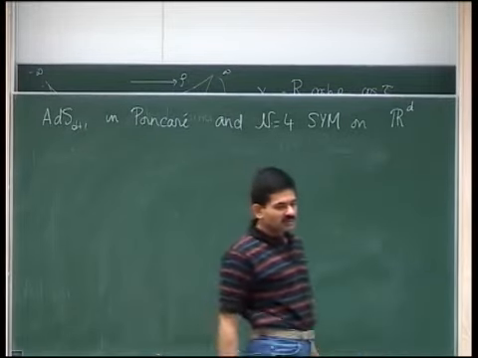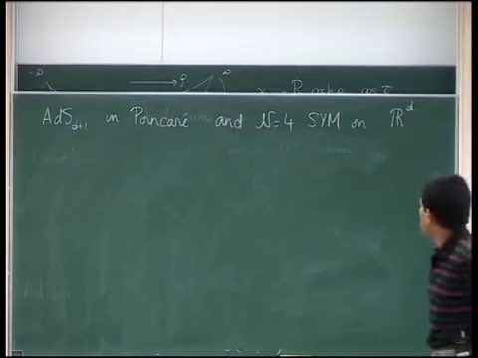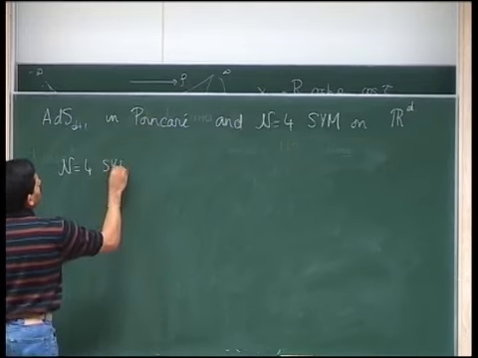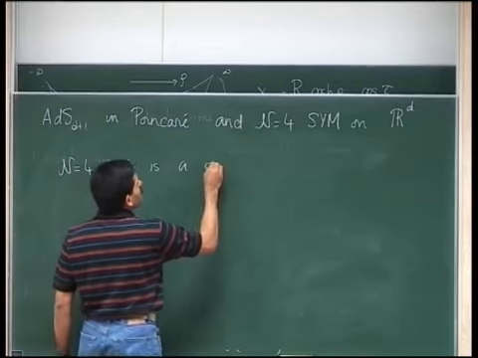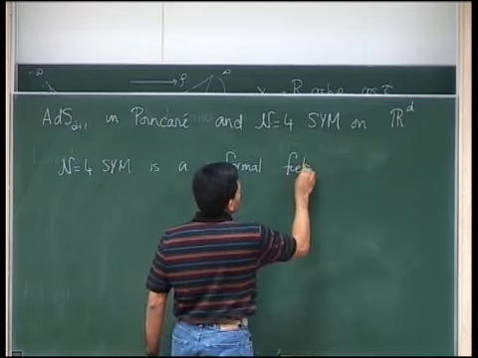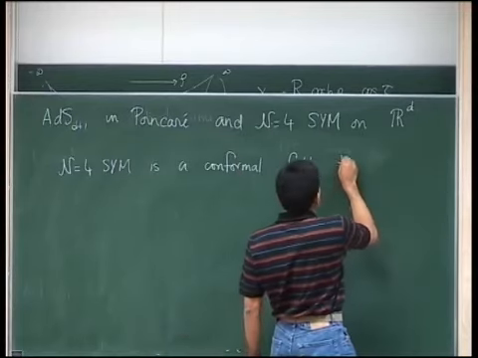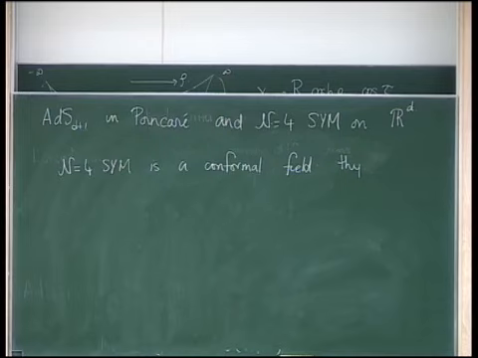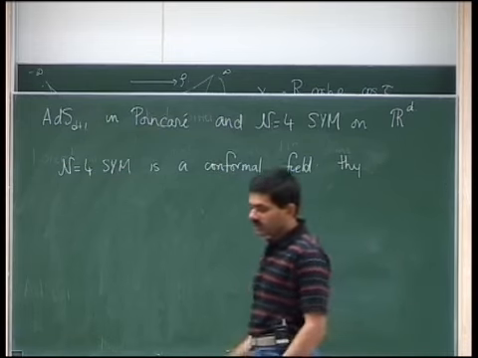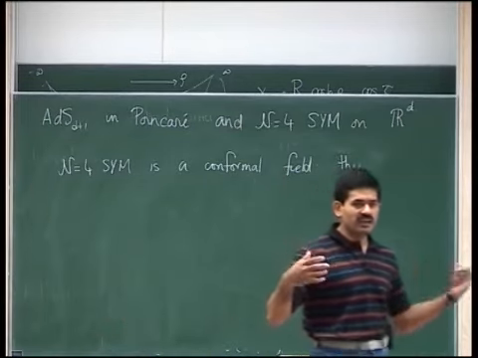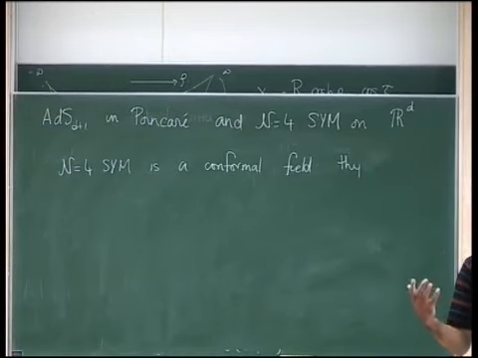Okay. The first question we want to ask ourselves is the following. N equals 4 super Yang-Mills, as you've heard, is a conformal field theory, which in particular means that it doesn't, as Laddie explained, have any particle excitations. So what does this mean? In a conformal field theory, there are no length scales. So there are no massive excitations, because any massive excitation sets a scale given by the mass.